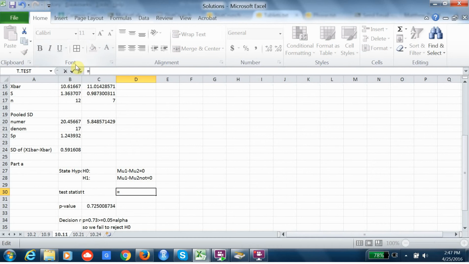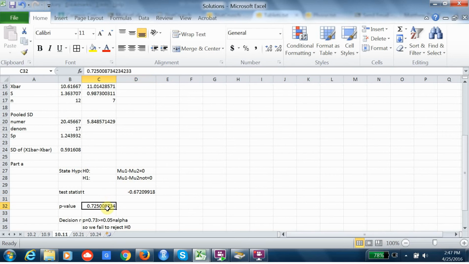So again, this is going to be the percentile for... I'm sorry, the test statistic is just going to be x1 bar minus x2 bar minus 0 divided by the standard deviation of x1 bar minus x2 bar. Yeah, I'm thinking of the p-value. I'm getting ahead of myself. Okay, so it's just x1 bar minus x2 bar divided by this.